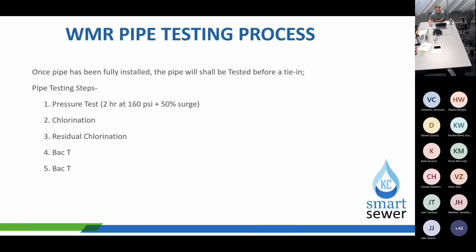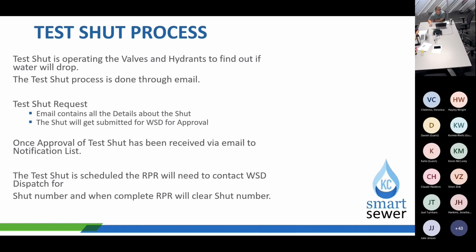So if you're testing this on all water main installations, majority of the time, they have testing requirements involved with them. The test shut process happens pretty much in line with the testing, or it happens directly after. The main reason for a test shut is operating those valves, making sure that water goes down to where the contractor can do his work.